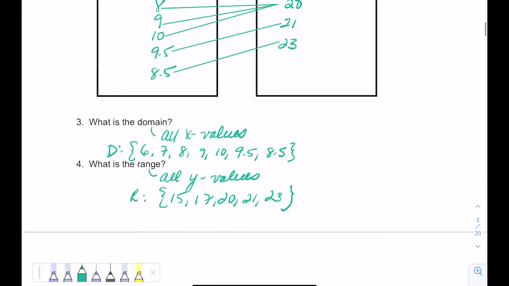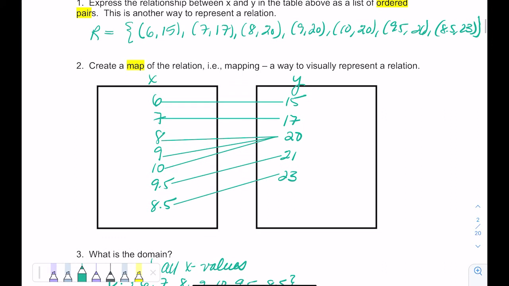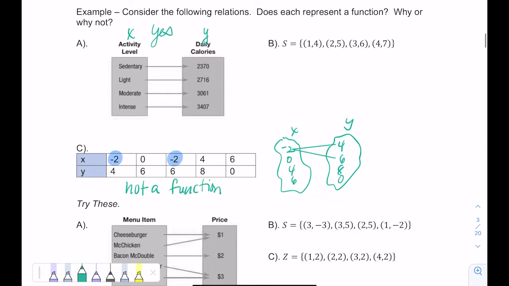As opposed to the problem we did here, each x value has exactly one arrow coming out of it. When you get to 8, 9, and 10, they share the same y, but that's okay. You just can't have two y's share the same x. So in letter C, 4 and 6 both share the same x.